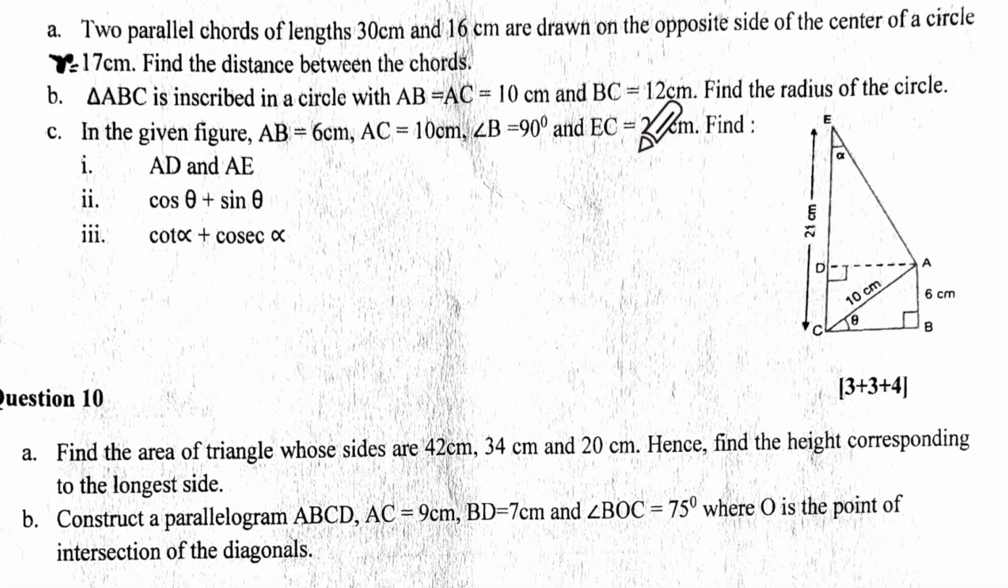Now look at this. Is it doable? Yes, ma'am. What are they telling you? AB, AC, 10 and 10. Sorry, triangle ABC is inscribed in a circle with AB equal to AC equal to 10 centimeter and BC is 12. Find the radius of the circle.